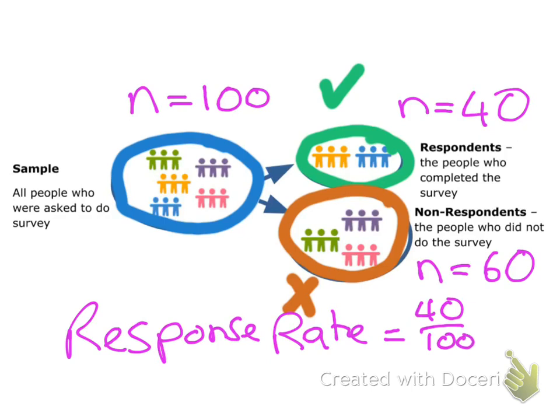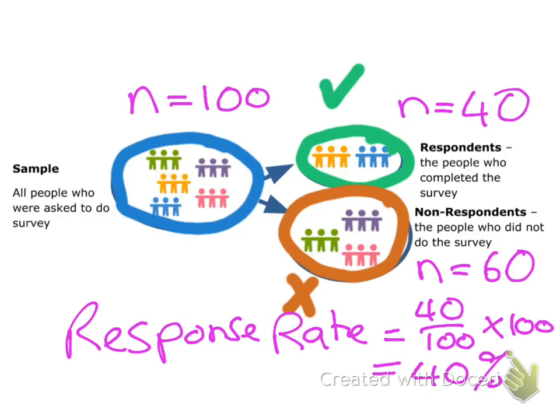Now I want to turn that into a percentage typically. So if I multiply that by 100, that means 40% of all the people I asked, could you do my survey for me, said yes, sure, I'll give you some information. So in this case, 40%, is that a good amount? Is that a not so good amount?